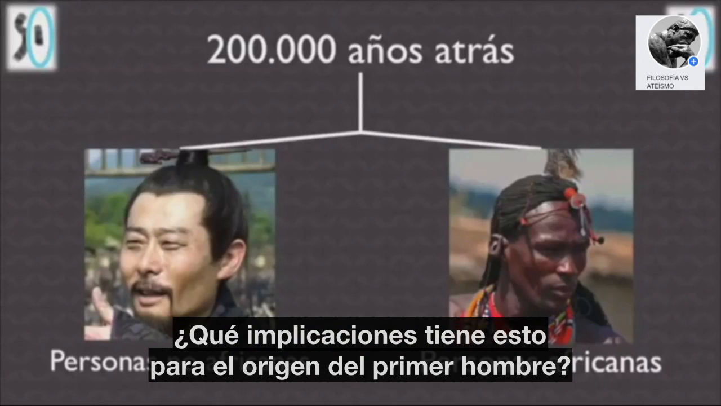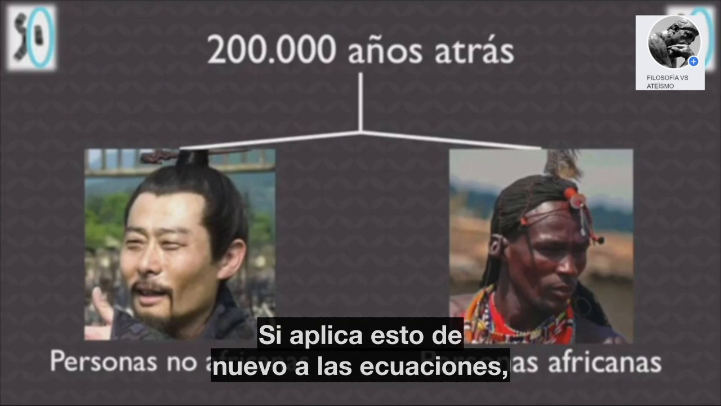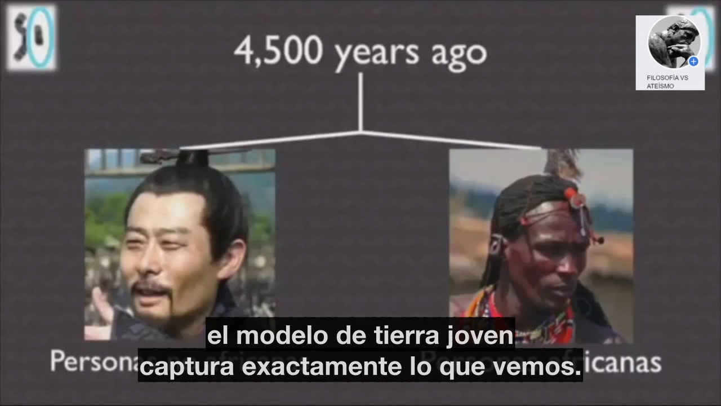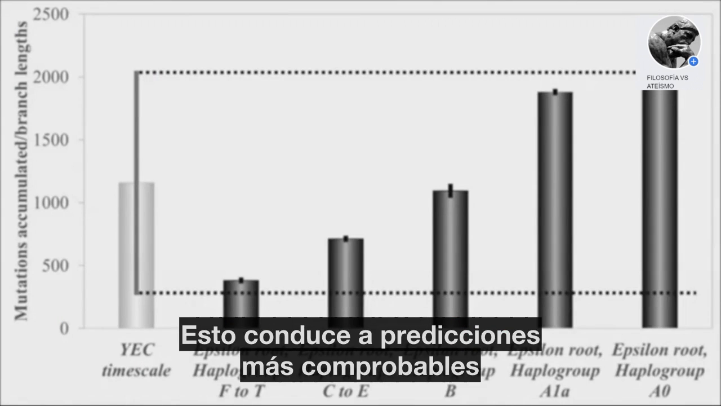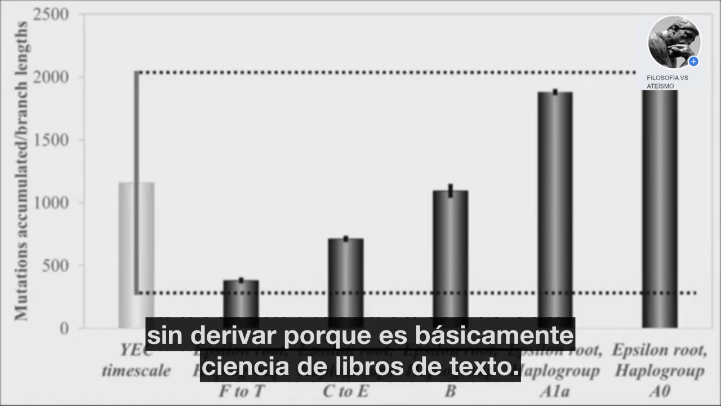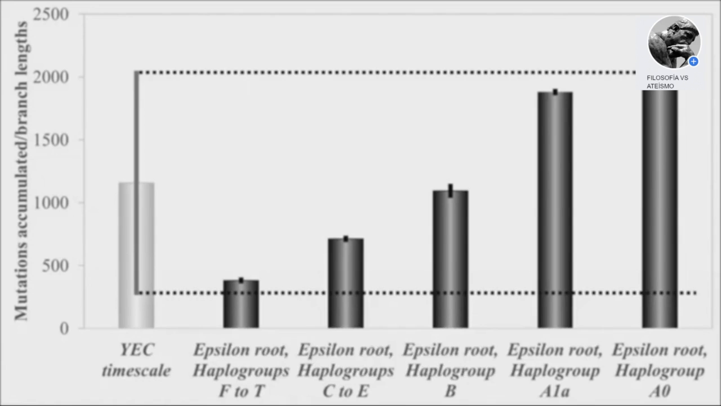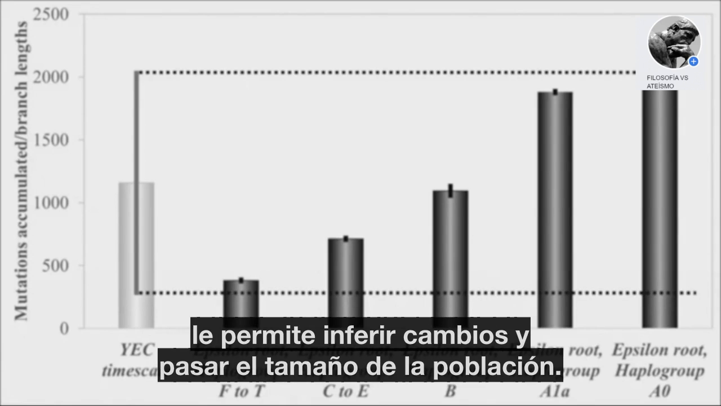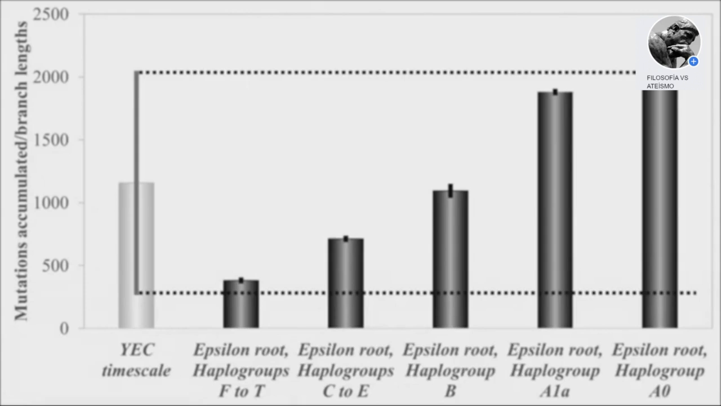What implications does this have for the origin of the first man? You apply this again through the equations. As you might expect, the evolutionary model overpredicts this. The young Earth model captures exactly what we see. This leads to further testable predictions. Without deriving it, because it's basically textbook science, the Y chromosome phylogenetic tree allows you to infer changes in past population size. What am I talking about?